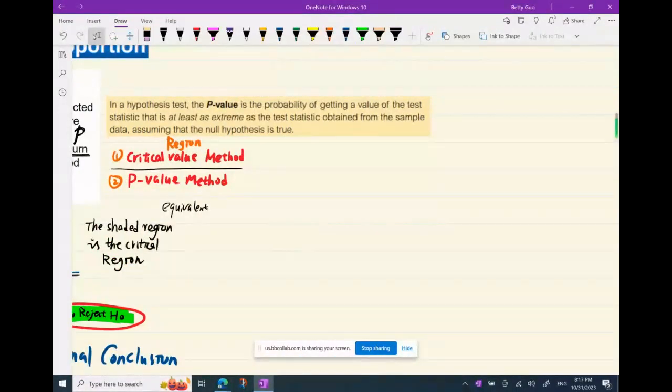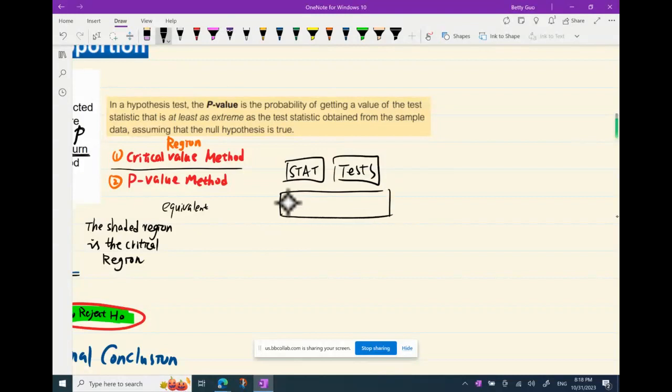So the function we are going to use, this is the key you're going to enter. Stat first. Enter stat, and go to the right twice. Select tests. And then the function we are going to use is the one proportion z-test. One proportion, P-R-O-P.